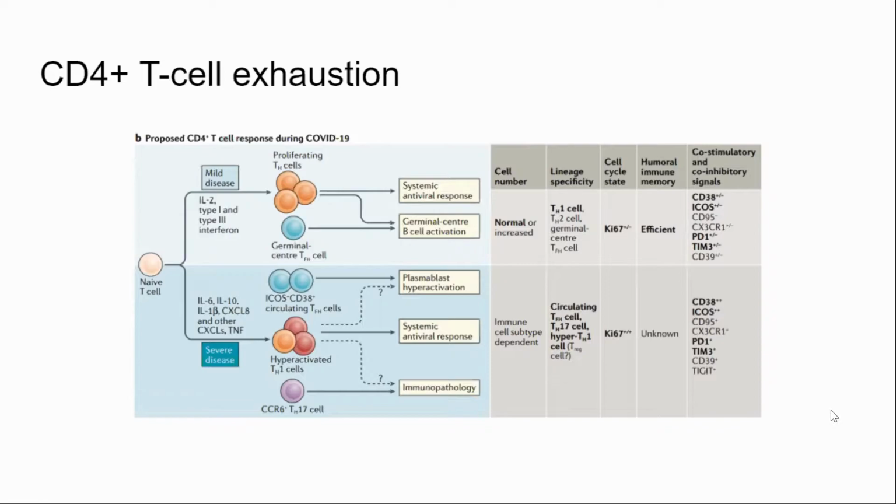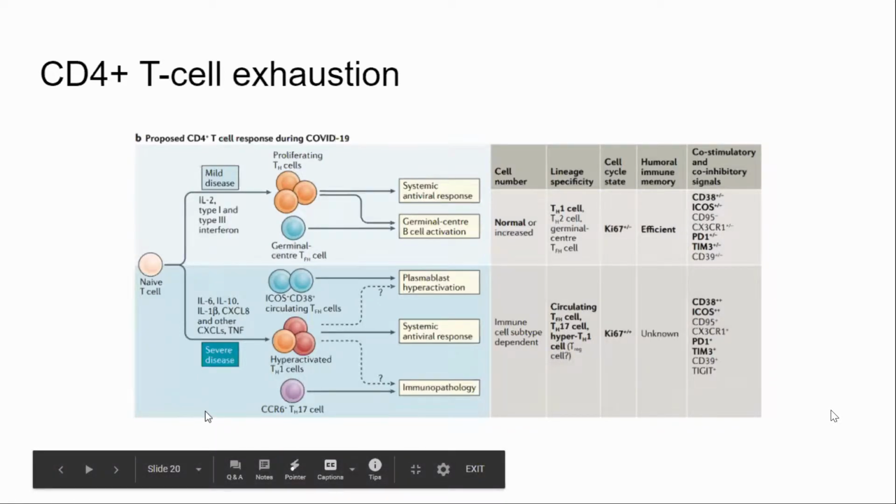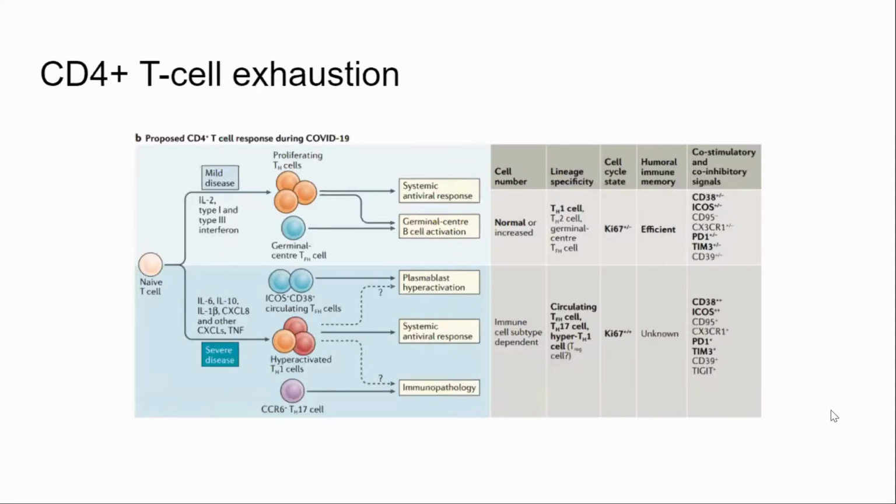In a normal response, there is secretion of IL-2 and type 1 and type 3 interferon, which leads to T helper cell proliferation and to the immune response in terms of cytotoxic cells and building antibodies. But in severe disease, the secretion is mostly IL-6 and IL-10. IL-6 has a role in increased stimulation of T helper 1 cells, but it doesn't increase proliferation; they are hyperactivated. So you still get the immune response, but with more pathologic effects as well, which I still need to discover more about. But anyway, that's how it goes.